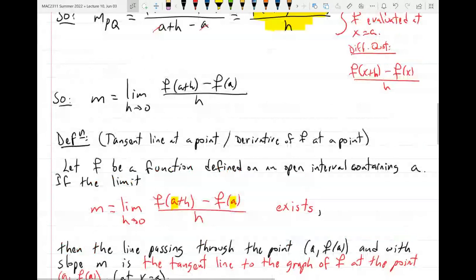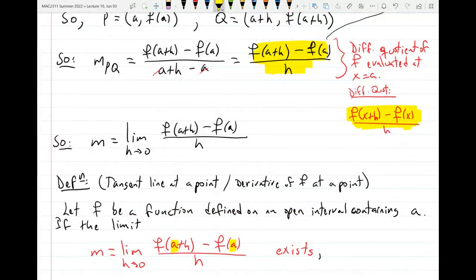In other words, right here. You see this difference quotient? You just take the limit of the difference quotient as h approaches 0, and that's going to give us what we call the derivative of the function. That when you evaluate it at a point a, the output, the number that you obtain, will be the slope at that point.